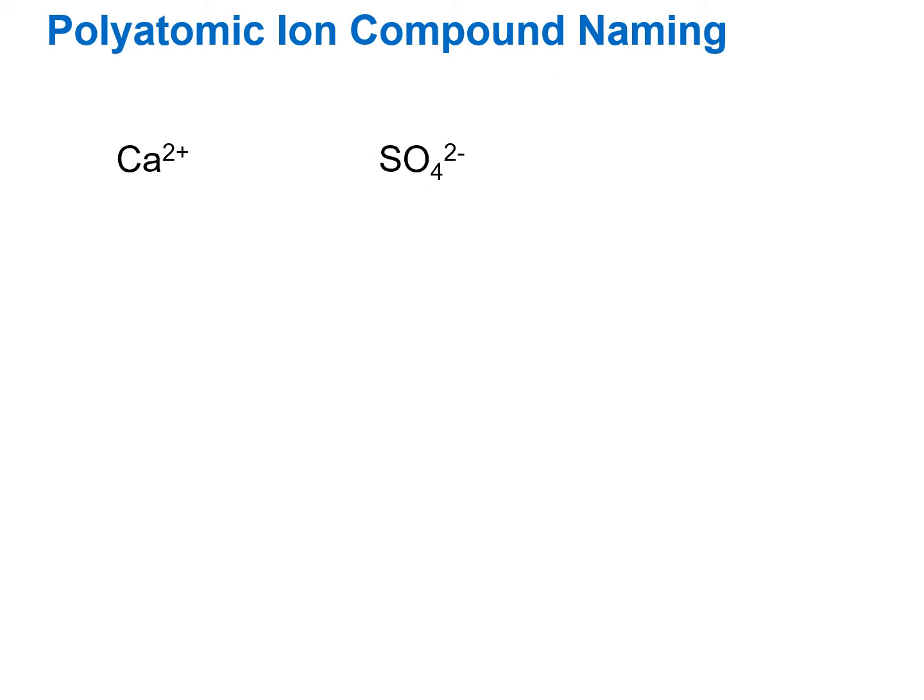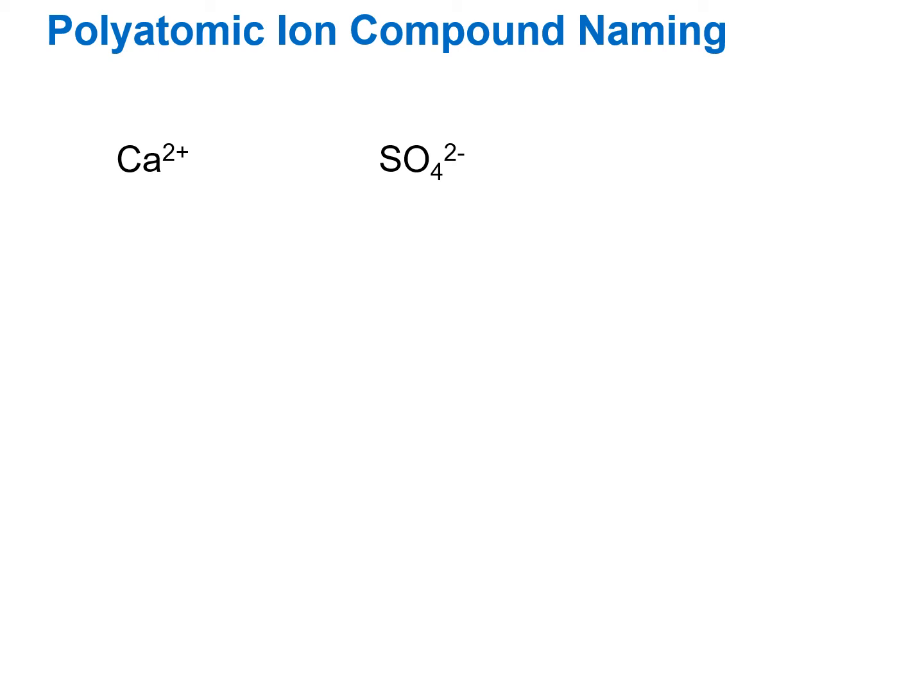What about polyatomic ion compound naming? Well, you might remember that a polyatomic ion is an ion that's made up of a group of atoms acting as a unit. So what we see here in this first example is that we have our calcium ion, and then we have this SO4 with its negative 2 charge. It takes that sulfur and those 4 oxygens coming together in order to create that negative 2 charge. Now, why would they do that? Why would they come together?